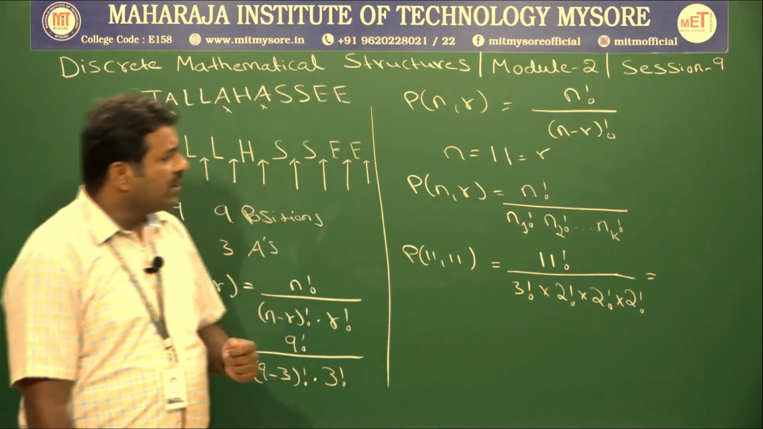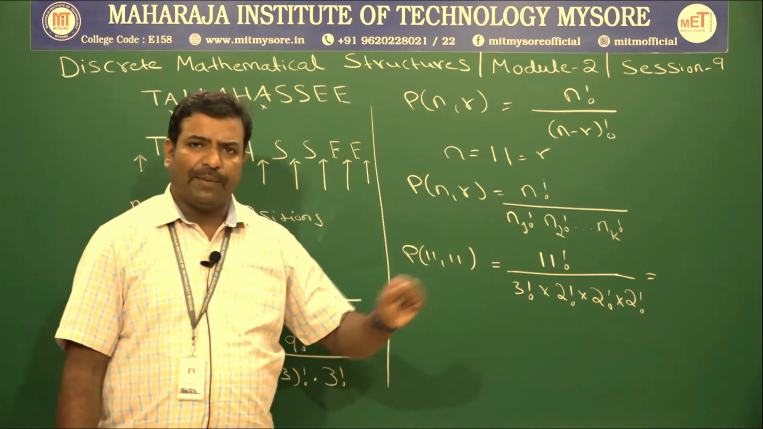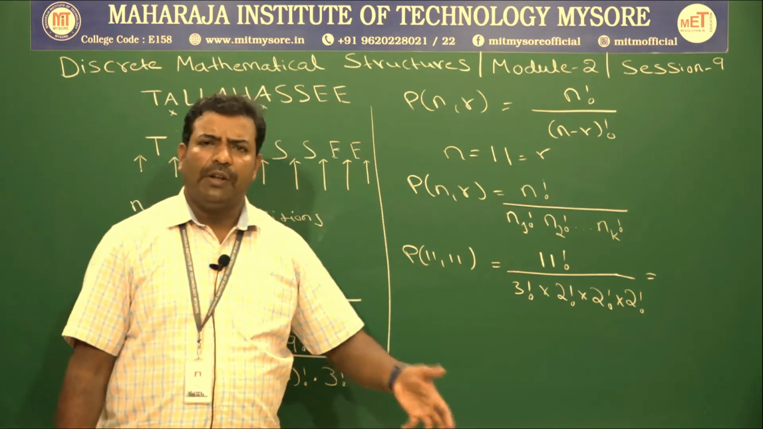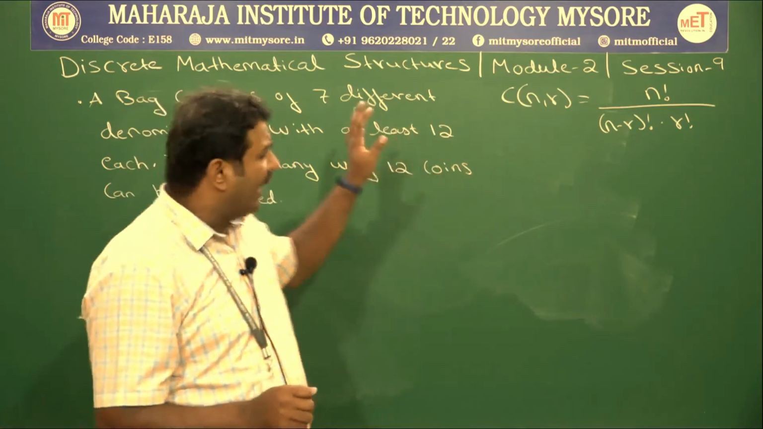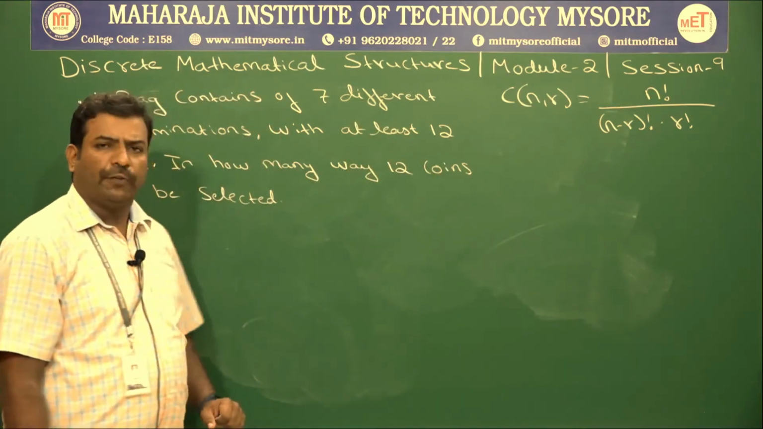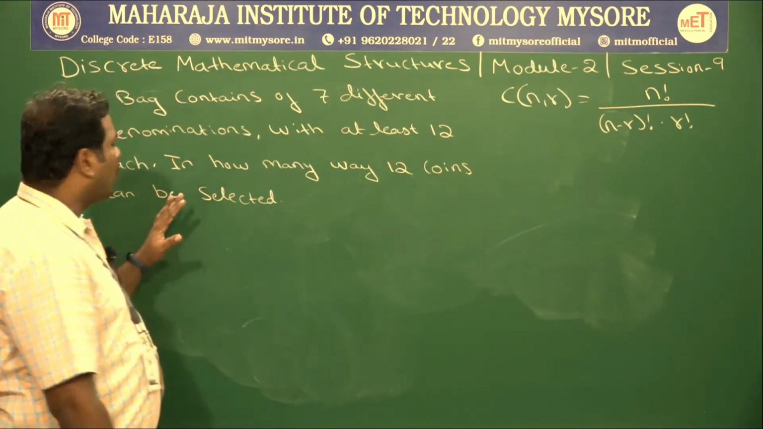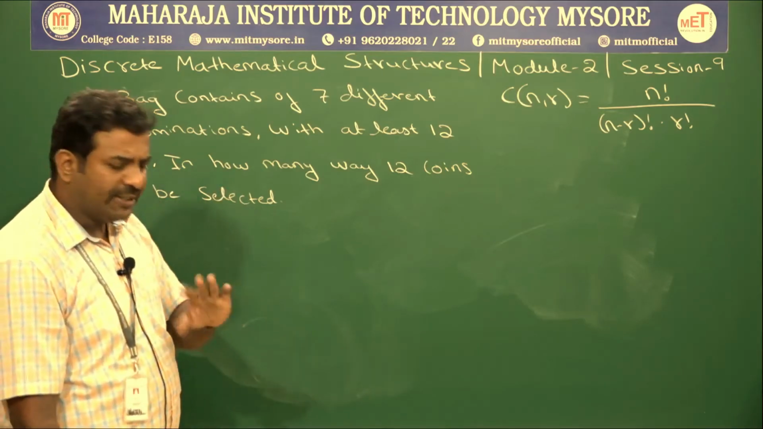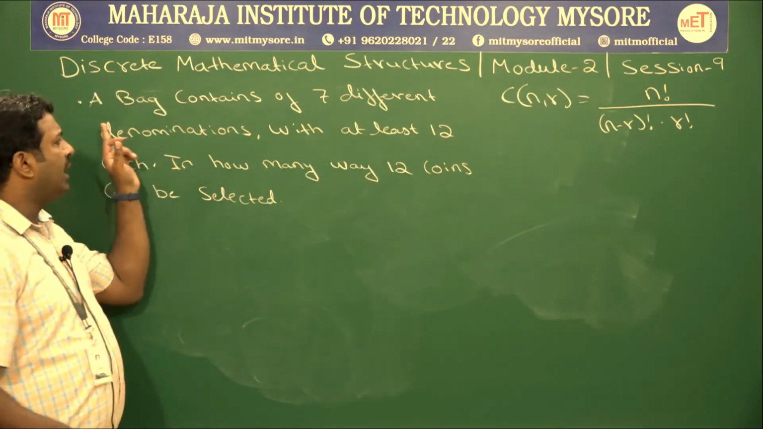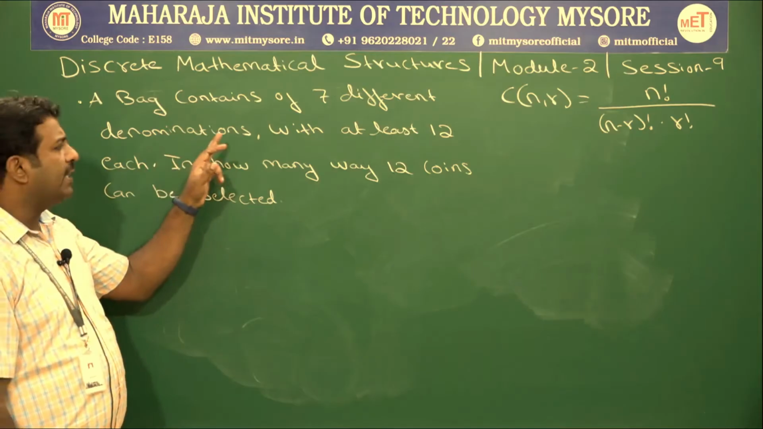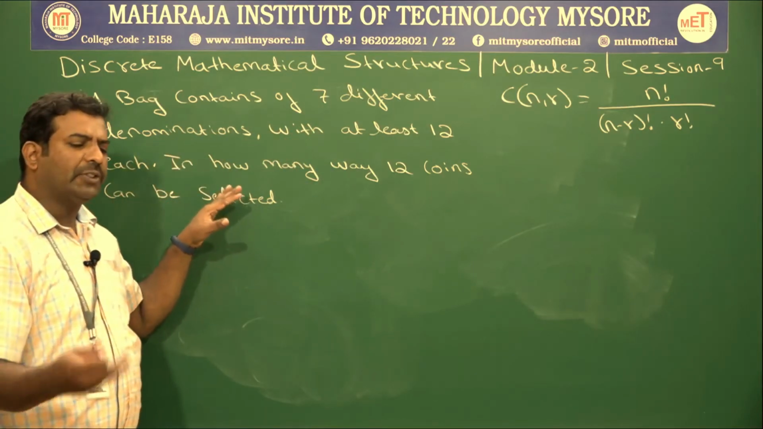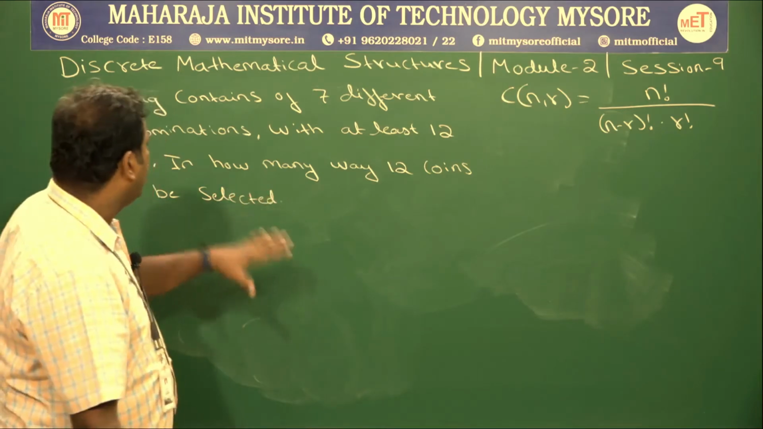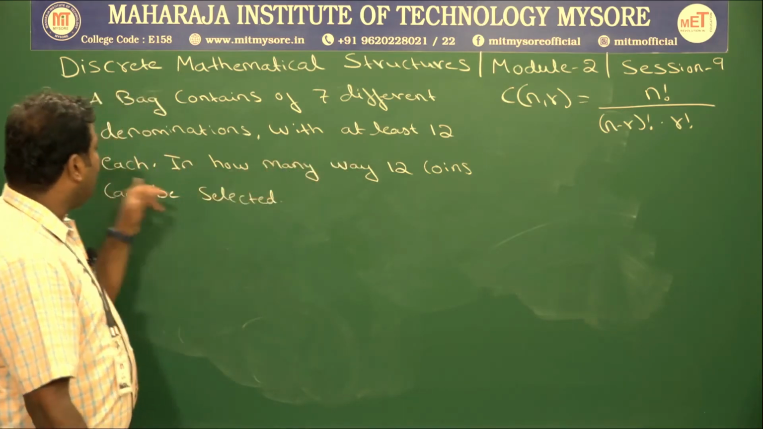Fine. So now with this, let us move to the next example, or the next concept which the next example requires. Now just look at the example I am putting in front of you. The question reads, or the situation is something like: a bag contains 7 different denominations, talking about currency right now, with at least 12 of each.